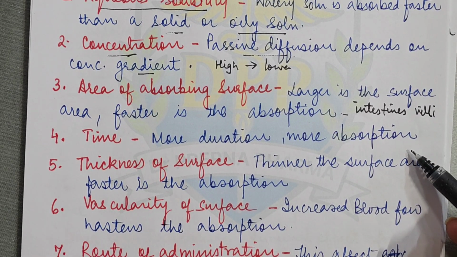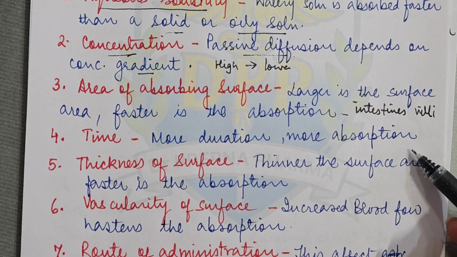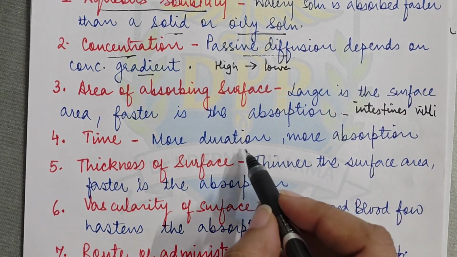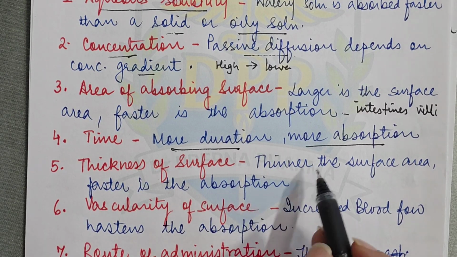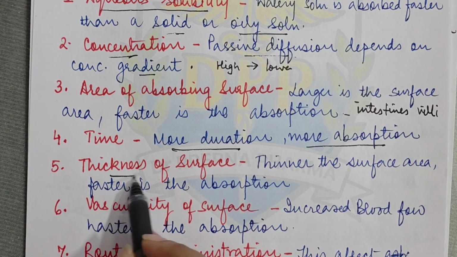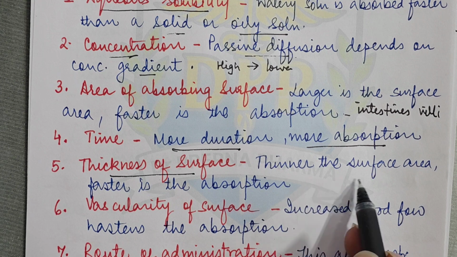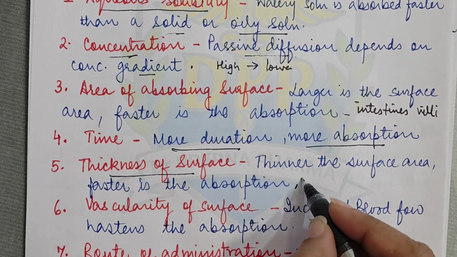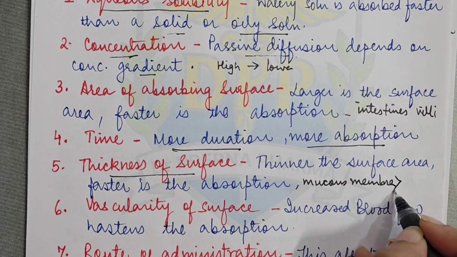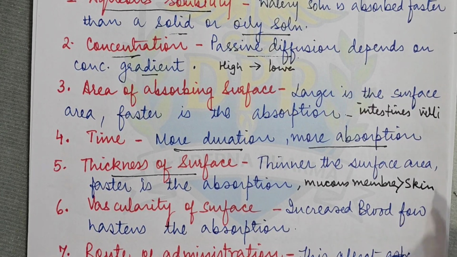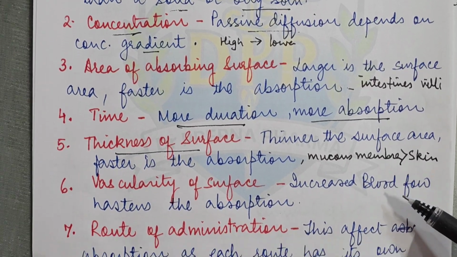Next is time. The more the drug is in contact with the absorbing surface, the more is the absorption. So the more the duration that the drug is in contact, the absorption is faster and more. Thickness of the surface. It is seen that the thinner the surface, the faster is the absorption, and that is why mucous membranes have faster absorption compared to the skin, because skin is thicker, mucous membrane is thinner.